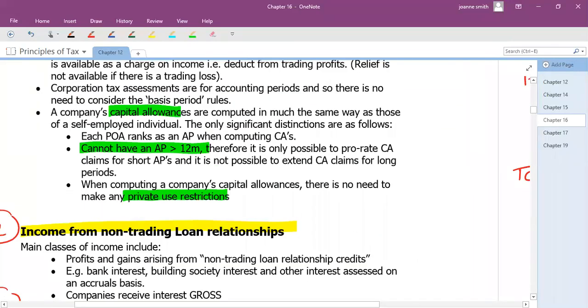And you won't need to set up a private use column. So if it mentions any private use, you're to ignore it. We only did it for individuals when the owner had private use. With a company, it will always be the employees with a private use, so we don't need to do anything with it. Most of the other things that we did for trading income, like disallowing things like depreciation, entertaining, we'll do in more detail in a minute, but they are basically the same. So it's going to be pretty much a revision exercise.